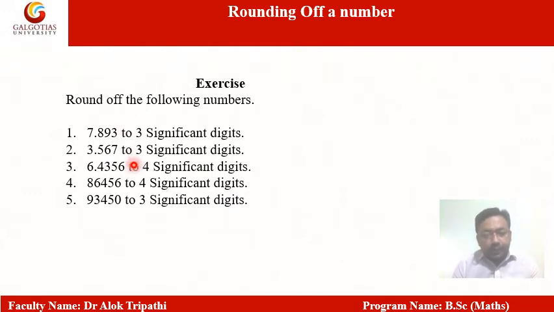Now see the next one, the fourth one. It is 86,456. We want to round off this number to 4 significant digits. So what will we do? We shall start counting from the left. Our first number is 8. It is significant. Second significant digit 6. Next is 4. Next is 5. So these are 4 significant digits.